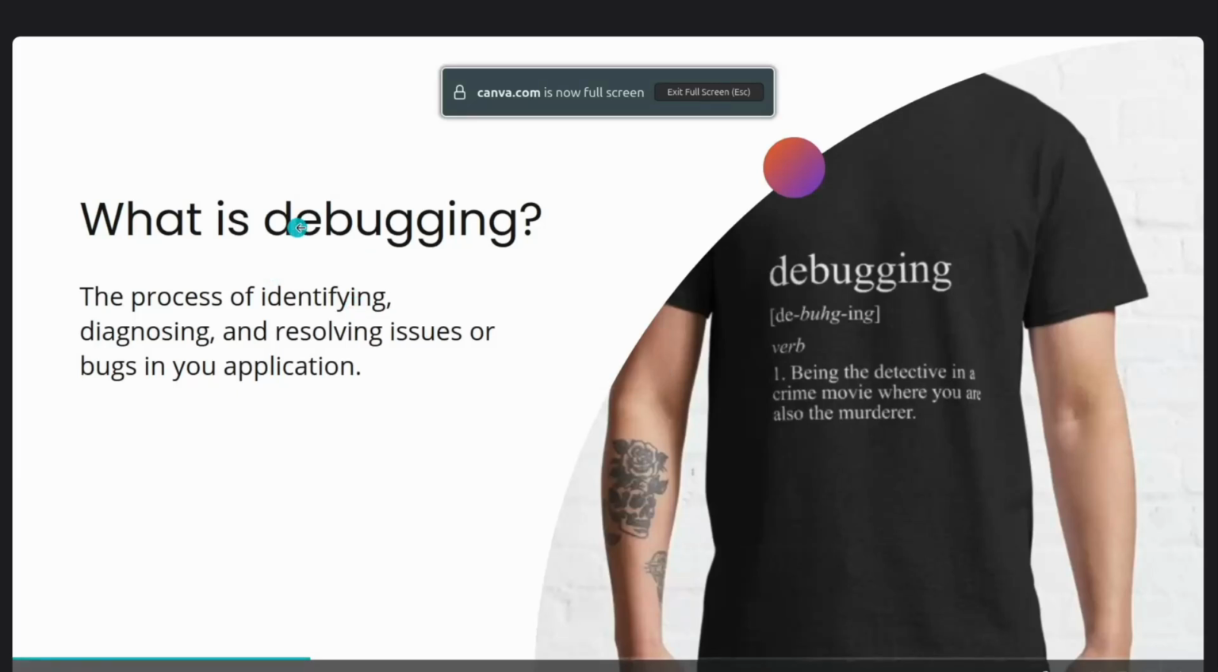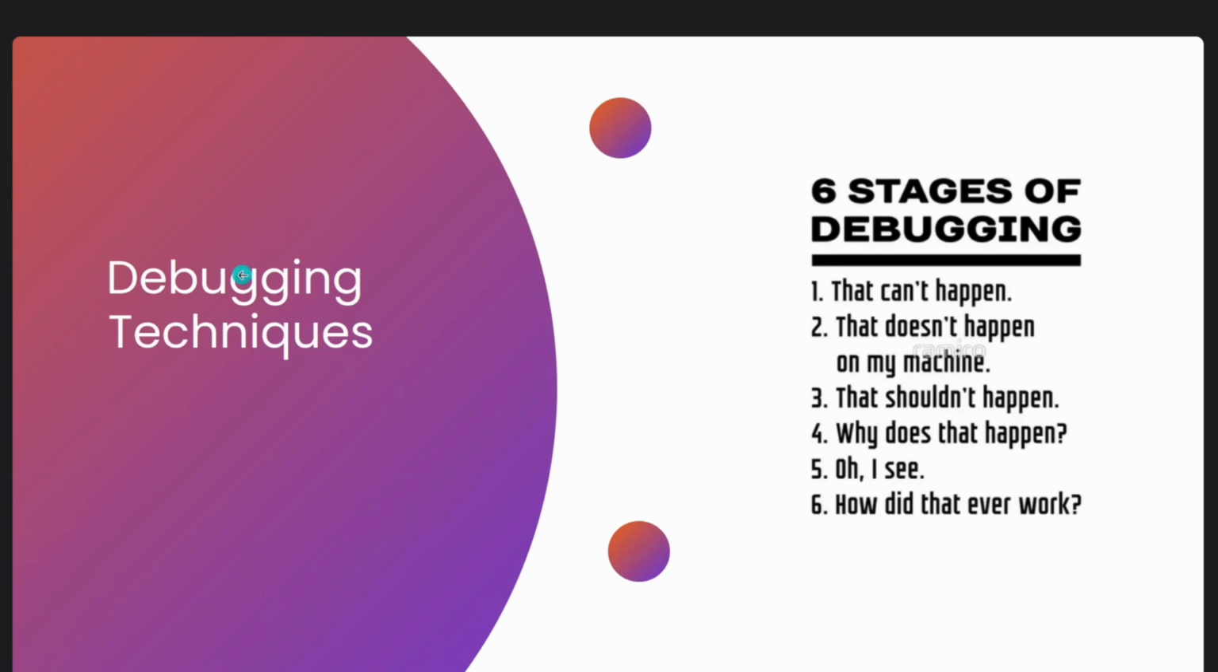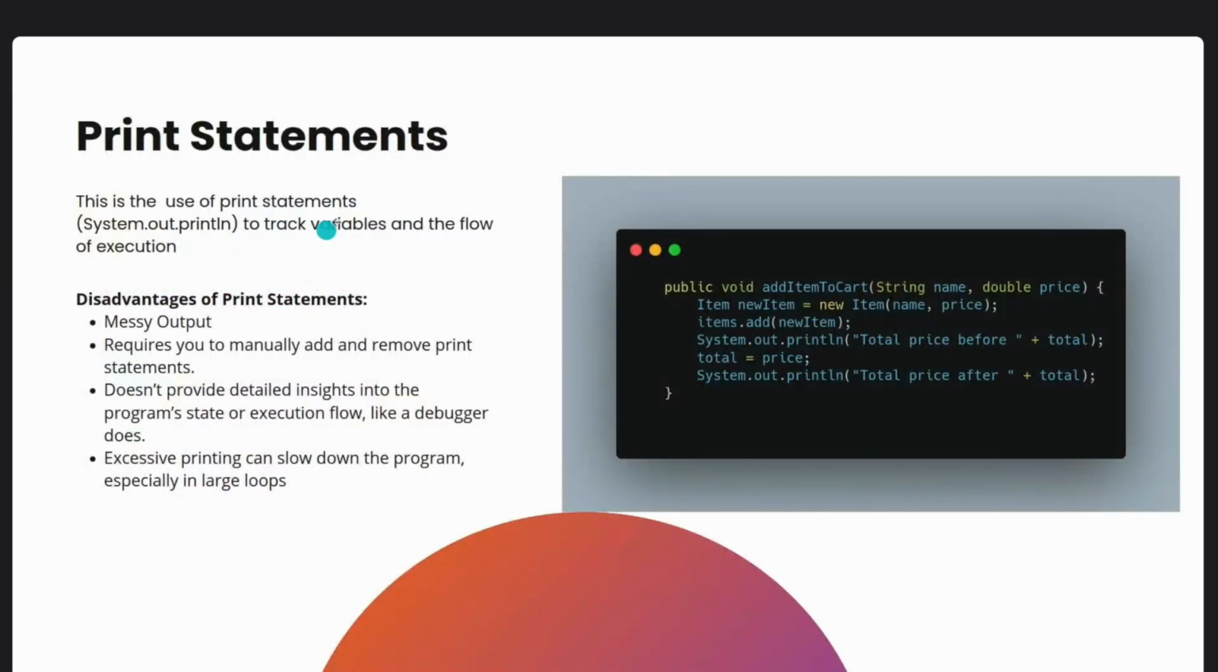So for this, I'll just go on an overview of what is debugging. I believe all of us are familiar with debugging, but for anyone who's not familiar, I think this is the process of identifying and resolving bugs in our application. And also I'll go through various debugging techniques. A common debugging technique that people use is basically print statements.